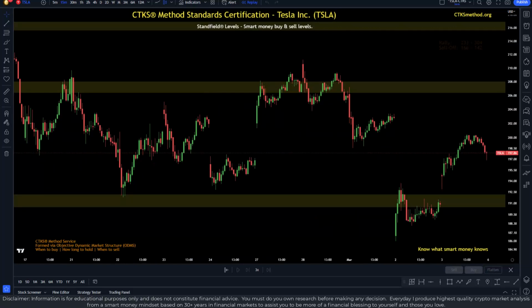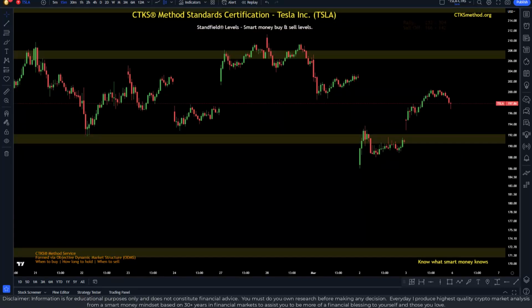So the real question is, where is the next Tesla smart money buy and sell level? The next smart money buy level on Tesla is from 171 to 172.60. So if we get a violation of this 191 smart money buy level, if it turns to resistance, a fall down to around the 172 mark could be on the cards. Don't forget, price is always moving in a wave.